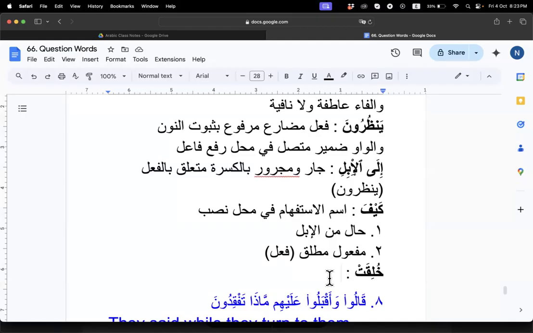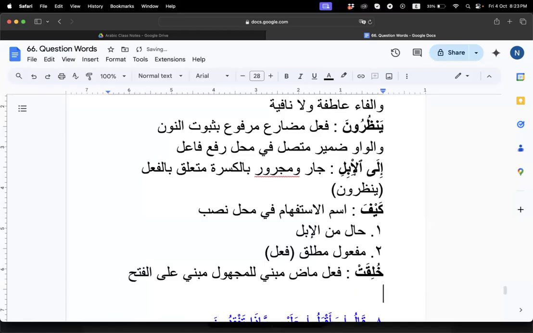Fi'il madi majhul. Yes, fi'il madi mabni lil majhul. And then mabni ala what? Mabni ala fat. Not sukun. Why sukun? Mabni ala fat. What about the ta? The ta is for ta'nis. Yes, exactly. So we say what? Fi mahali what? Or do we say la mahala lah minal i'rab? Yes.